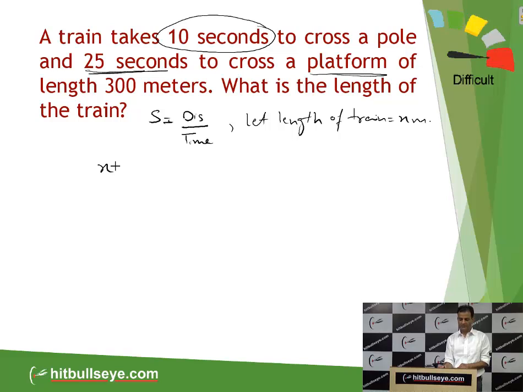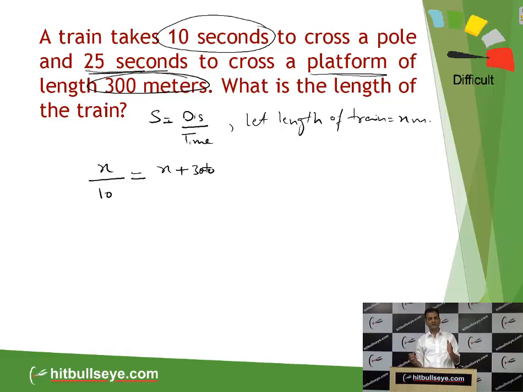Now length of train is x and time is given 10 seconds, that means x divided by 10, distance divided by time, will be the speed, is equal to x plus, what is the length of platform? 300 meters, students. So it is the total distance, length of platform plus length of train, divided by 25, because 25 is the total time. When a train crosses a platform, it means the train is crossing its own length plus the length of the platform. So the time we have to take is the total time.